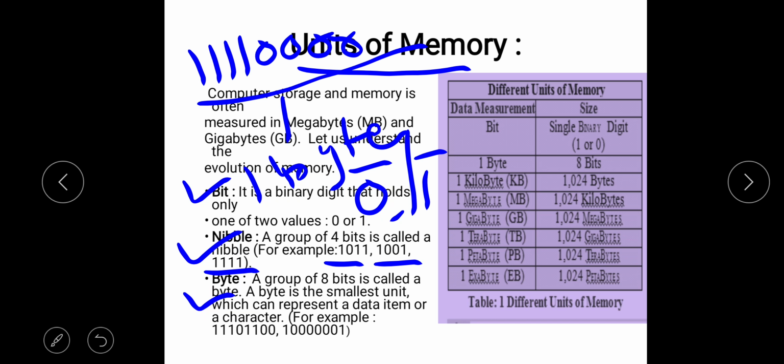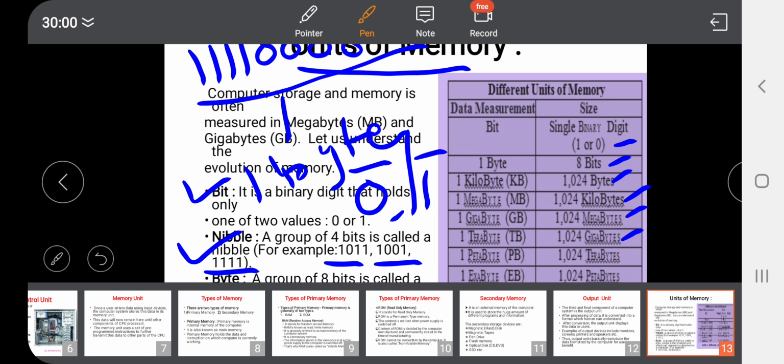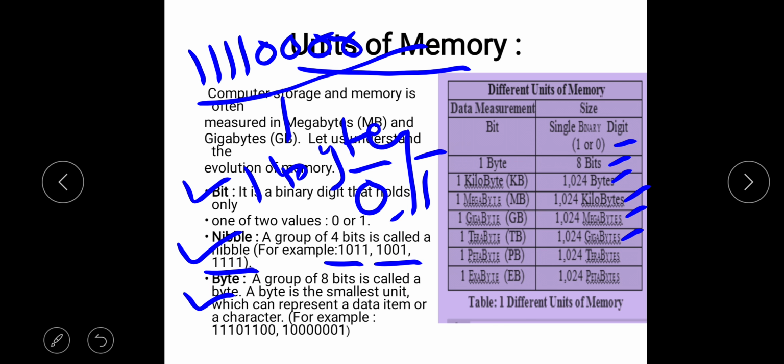So in this table you see 1 bit equals 0 or 1. Next, 1 byte equals 8 bits. 1 KB equals 1024 bytes. Then 1 MB equals 1024 KB. Then 1 GB equals 1024 megabytes. Then 1 TB equals 1024 GB. Then 1 petabyte equals 1024 TB. Then 1 exabyte equals 1024 petabytes.